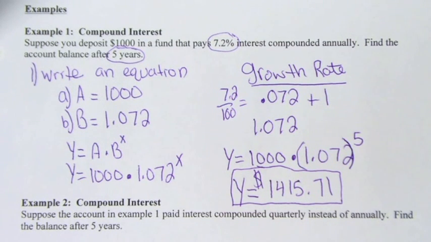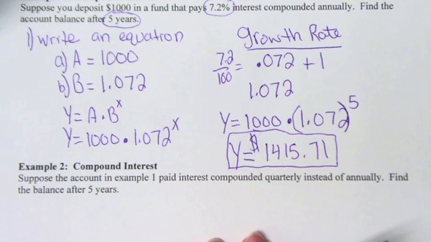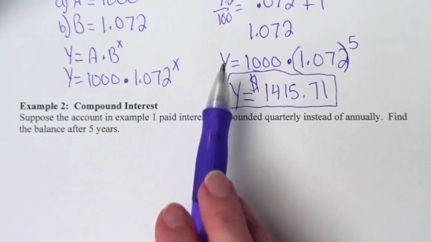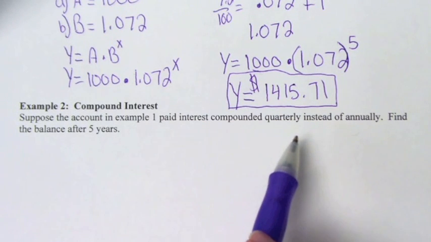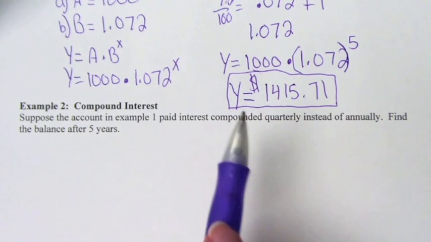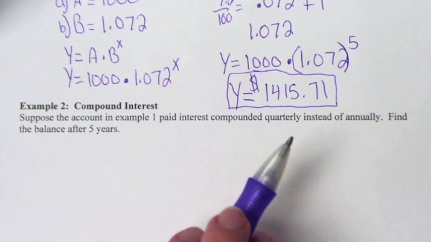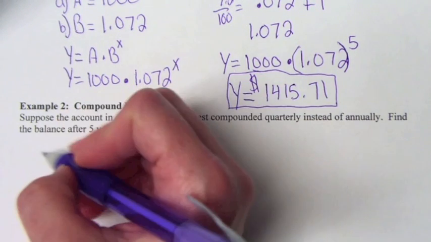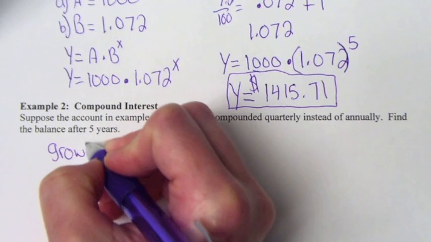Okay, example 2. We're going to take that same situation. It's still $1,000 that you're putting into the account. This time, notice it says suppose the account in example 1 paid interest compounded quarterly instead of annually. So here's what you have to do. What's different here is you have to figure your time differently, and you also have to figure your growth rate differently. Here's how you find growth rate in this situation.